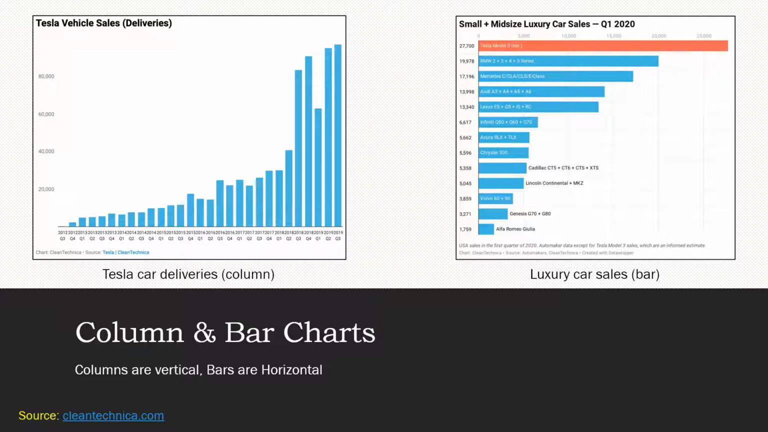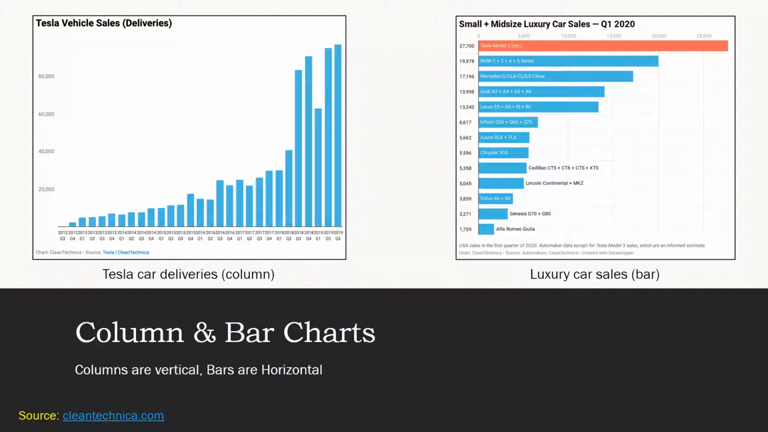And sometimes I get the question, what's the difference between a bar chart and a column chart? And the honest answer is there's no real difference between the two. They're just a slightly different way to display the same information. Either one of these charts could be either a bar or a column.